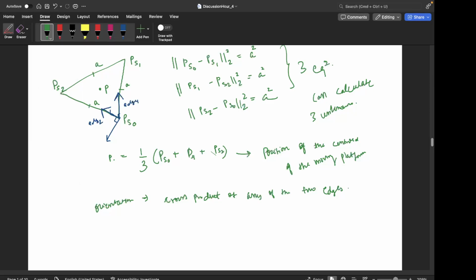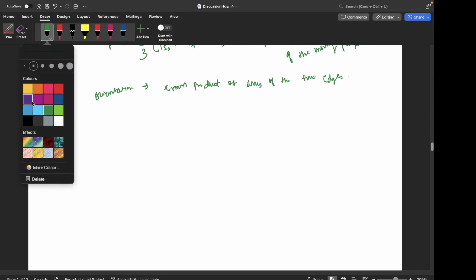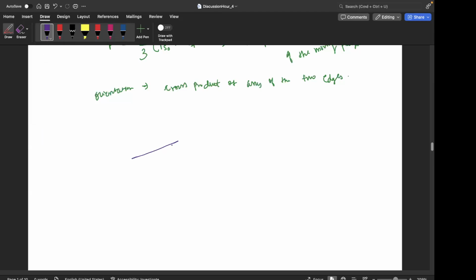This is P, and the orientation, right? So this is edge 1, this is 2, and this is the orientation. This is the normal, and n is basically v1 cross v2.